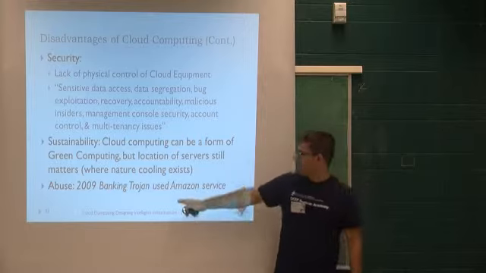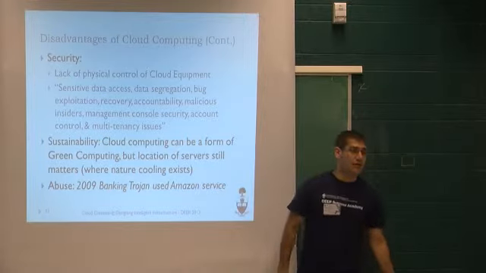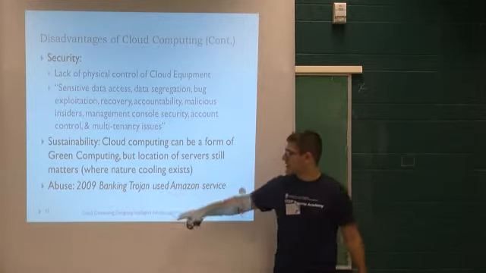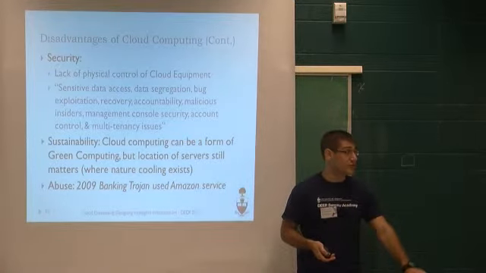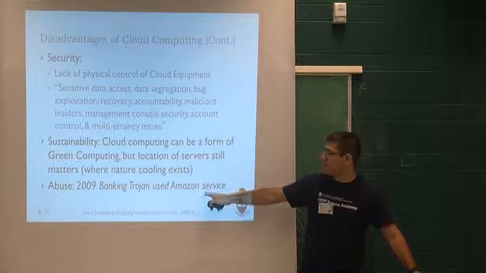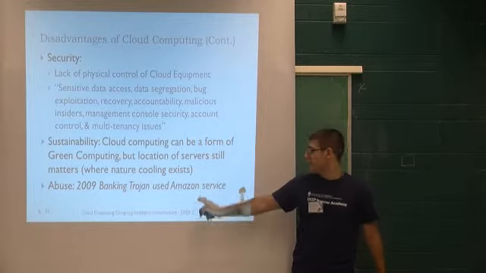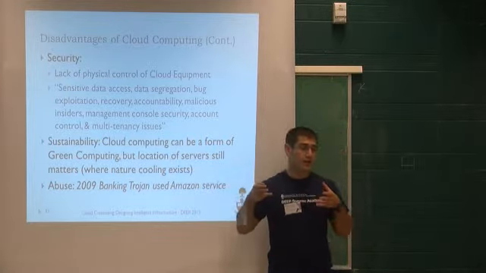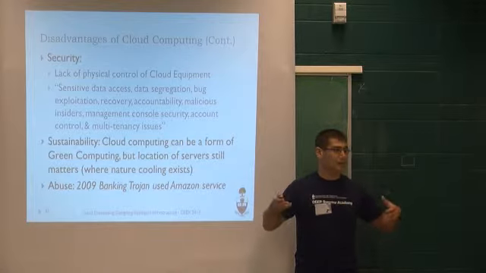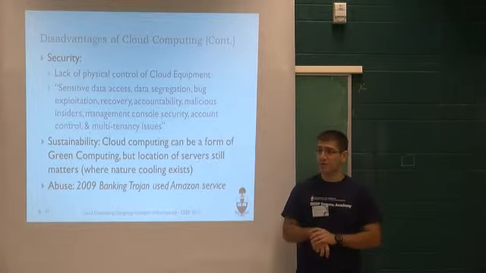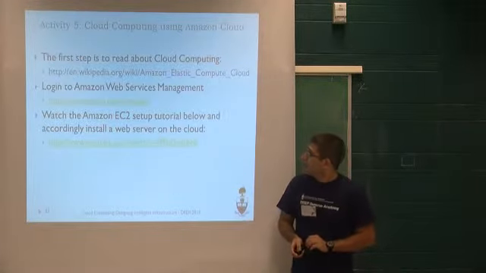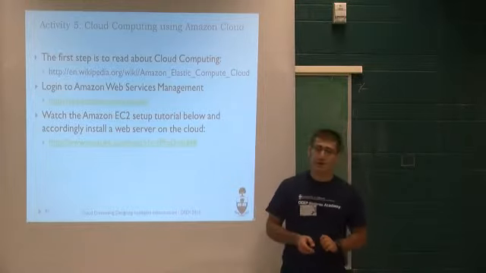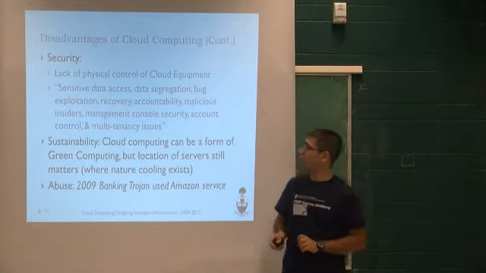And you could have viruses and Trojans, which are kind of similar, using the cloud services. This was in 2009. There was a banking Trojan using Amazon service. Someone was able to take a big chunk of the Amazon resources and use it for malicious purposes. OK?